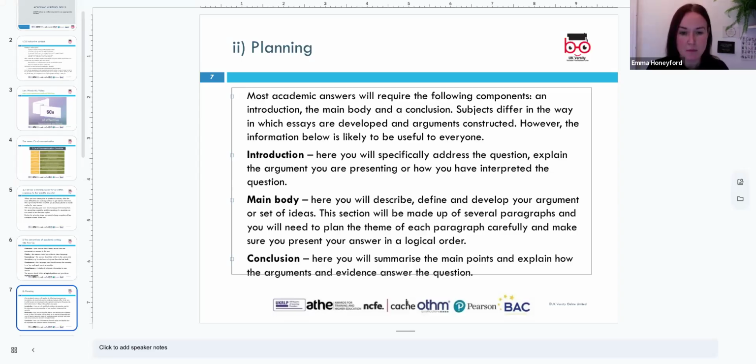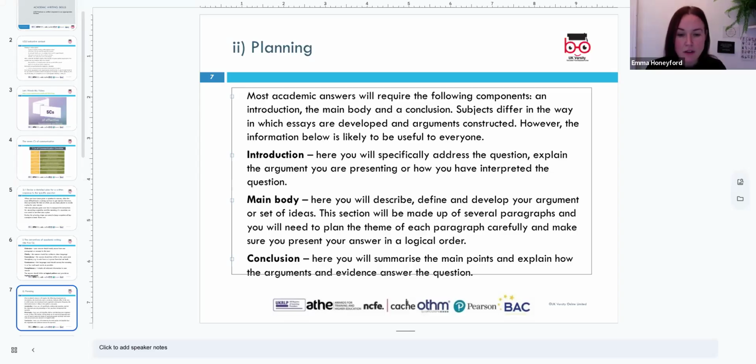The next bit, the main body. Here you'll describe, define, and develop your argument. This section will be made up of several paragraphs, and you will need to plan the theme of each paragraph carefully and make sure you present your answer in a logical order. Within the plan, that will then lead to the question being answered in a logical way.